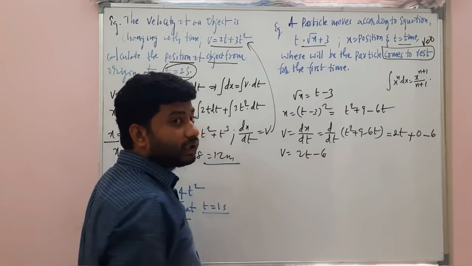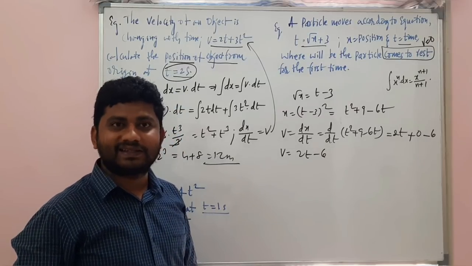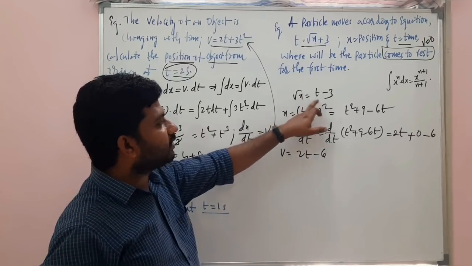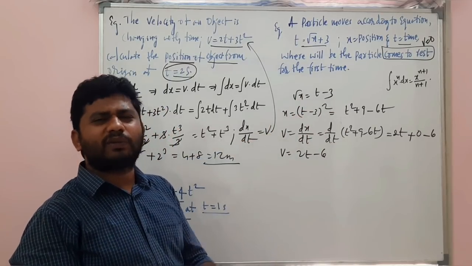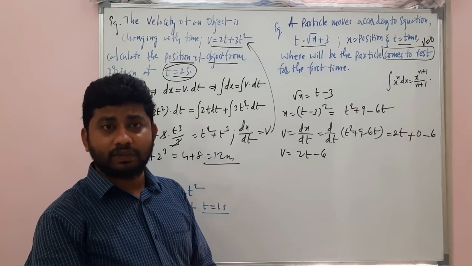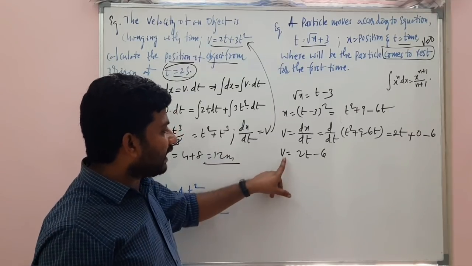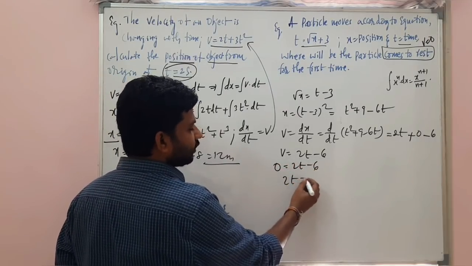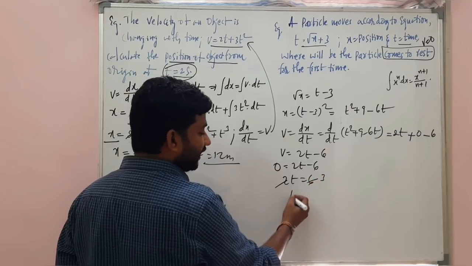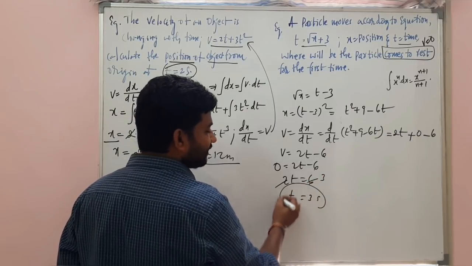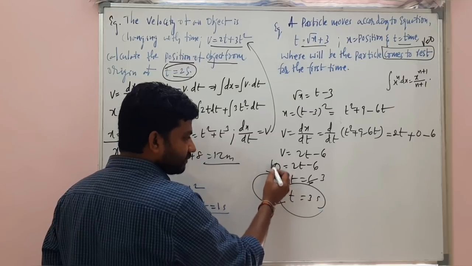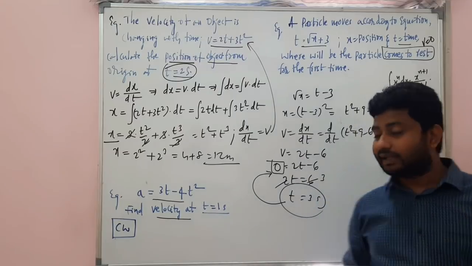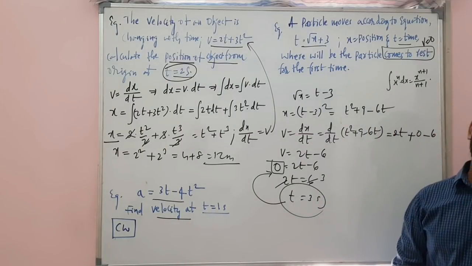So, velocity is depending on time. Position is depending on time. If the position depends on time, automatically the velocity also depends on time. But at what time is velocity becoming 0? 0 is equal to 2t minus 6. 2t is equal to 6. So, 2 3's, t is equal to 3 seconds. At 3 seconds, what is happening? The velocity is becoming 0. So, the first time the body is coming to rest is at t is equal to 3 seconds.